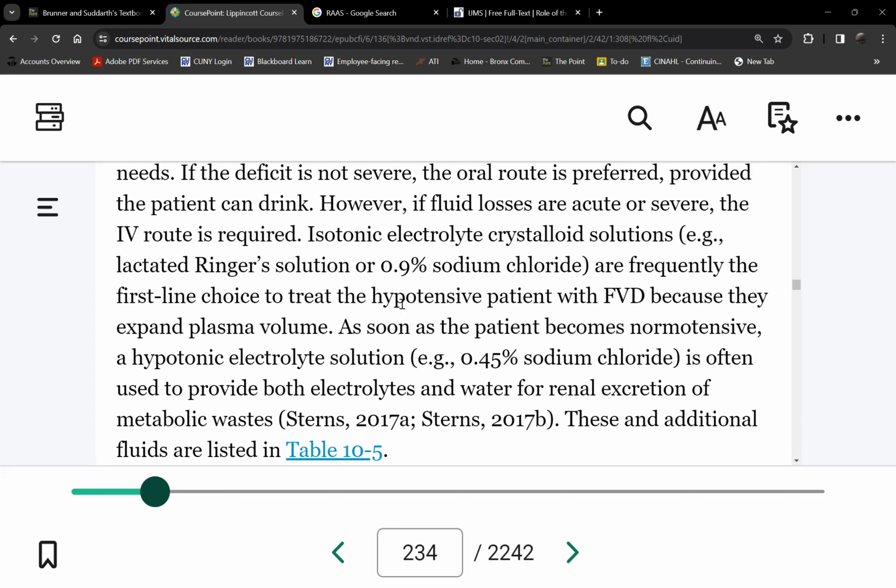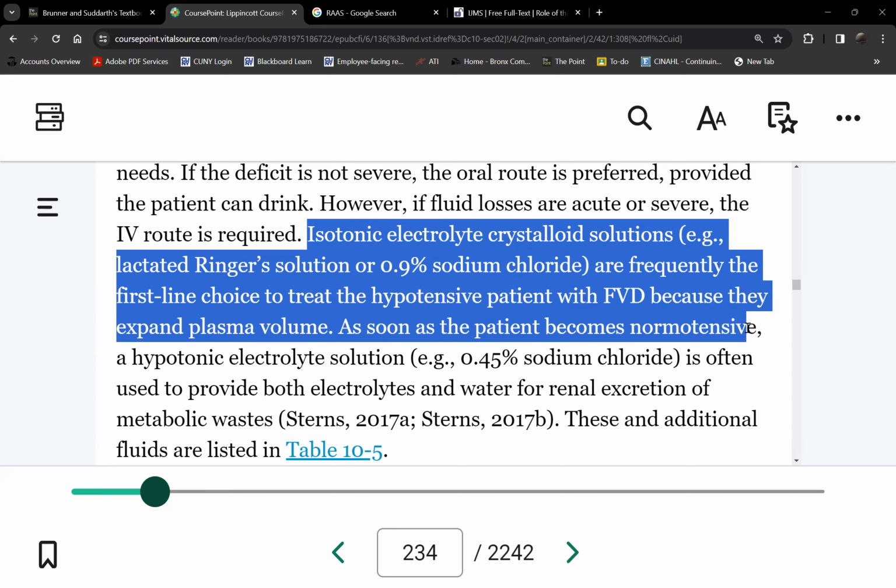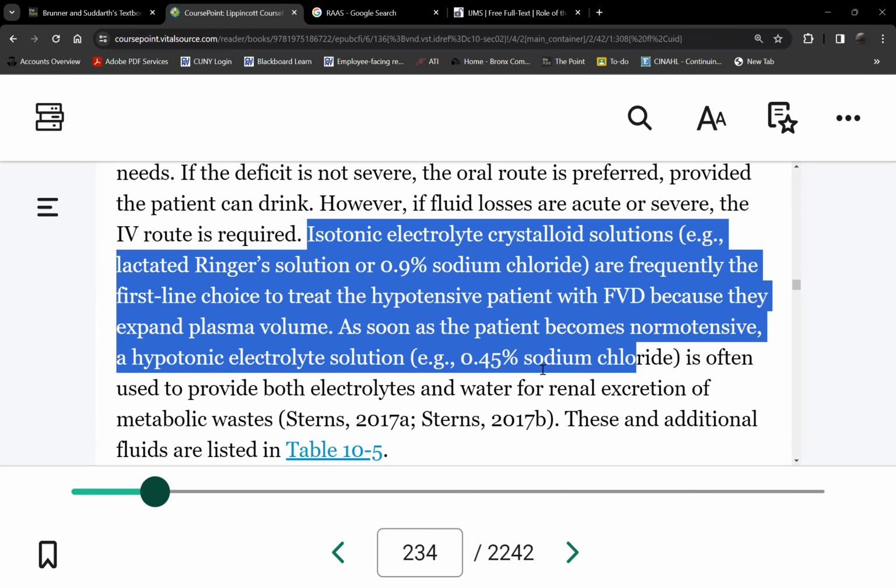So that's why it says here, the initial is isotonic, and then as soon as the patient becomes normotensive, meaning blood pressure is normal, then we can go with a hypotonic. Are we clear? Yeah. All right.